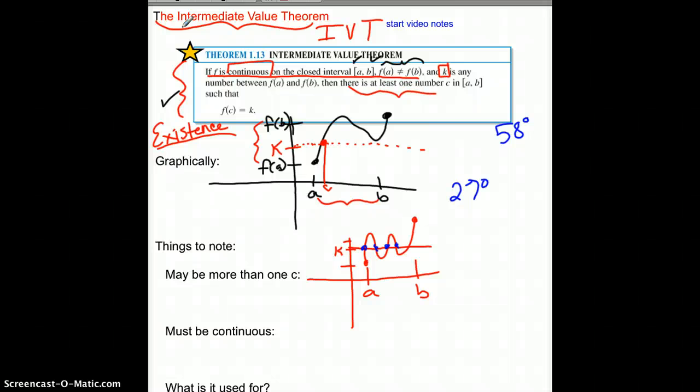Also, the function must be continuous because if it's not, this doesn't happen. If there's a break in the graph between the two, then the function has to be continuous. Let's just draw a really basic, not continuous function, one with a hole in it right here. So if I say my k is right here, there really isn't a c that matches. So you do have to make sure it's continuous.